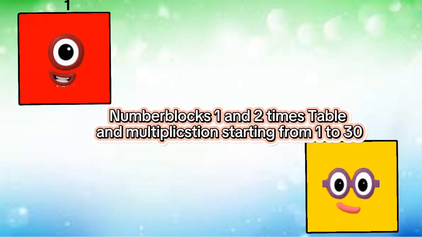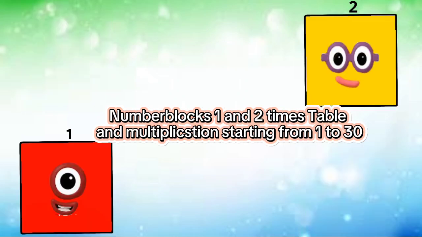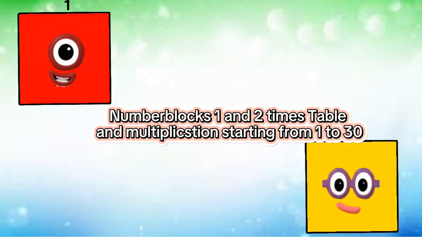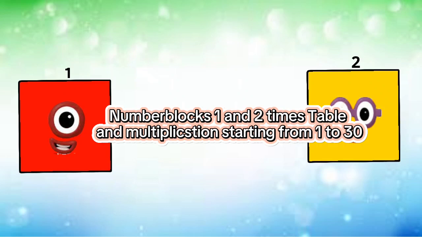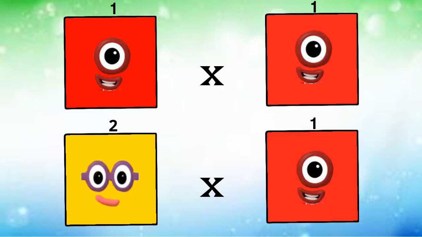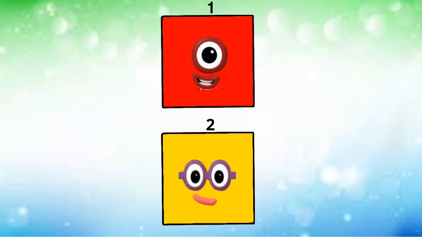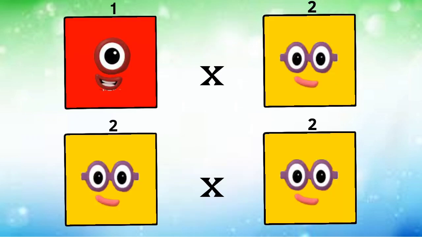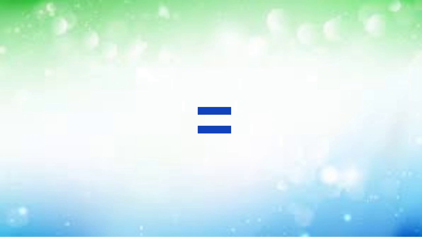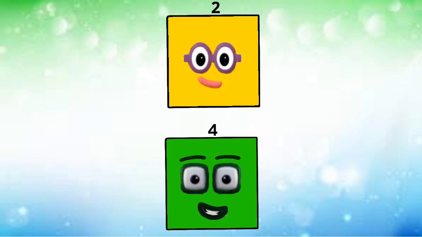Number blocks 1 and 2 times table, and multiplication starting from 1 to 30. Number blocks 1 and 2 times 1 equal 1 and 2. Number blocks 1 and 2 times 2 equal 2 and 4.